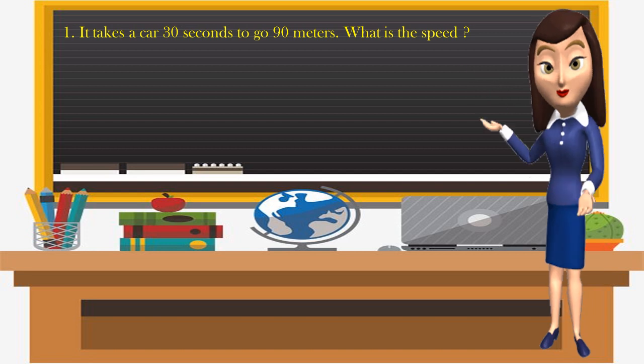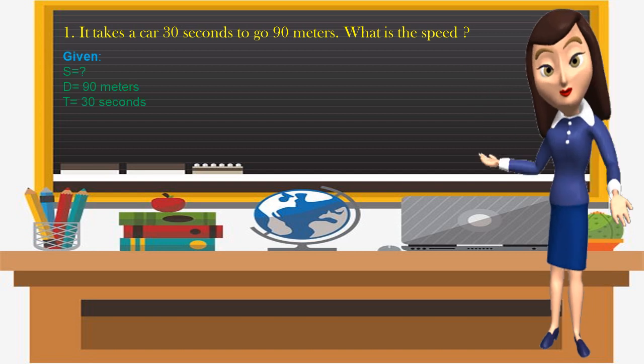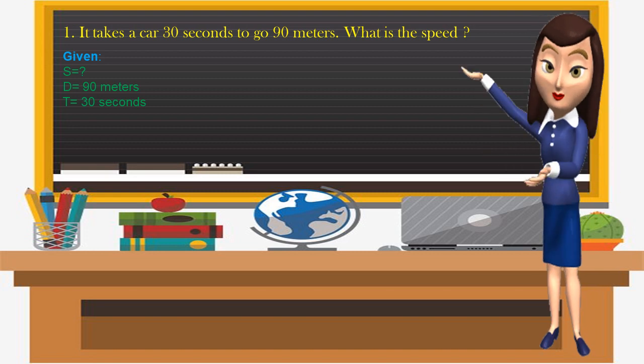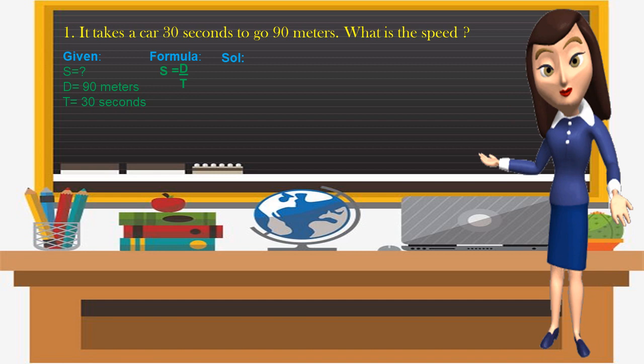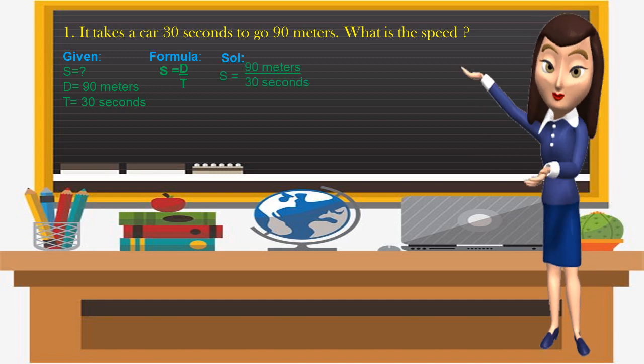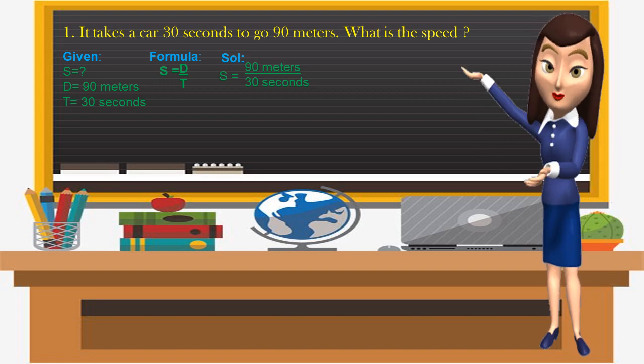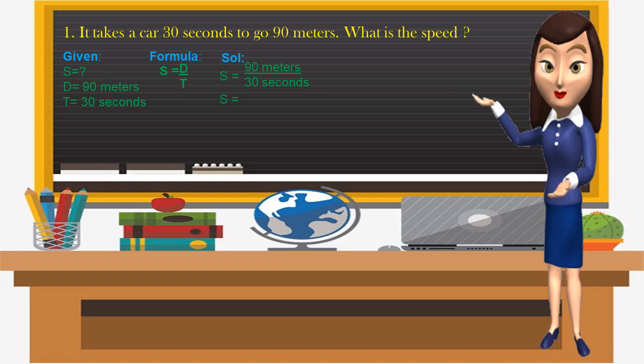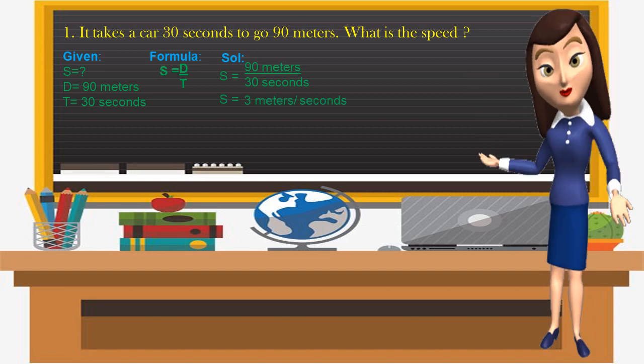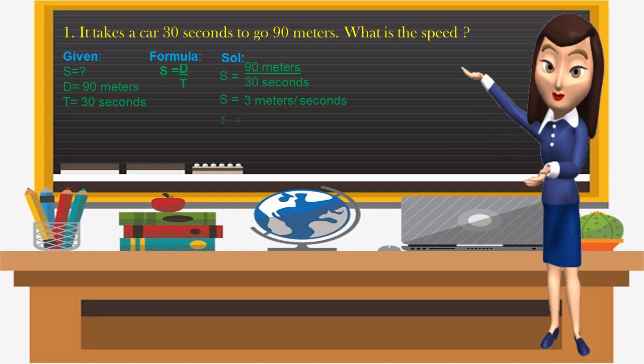Let us check if your answer is correct. First, you have to write the given, the formula of the speed, then the solution. This is equal to 90 meters over 30 seconds. You have to divide 90 over 30. S equals 3 meters per second. Or you can write this as S equals 3 m/s.